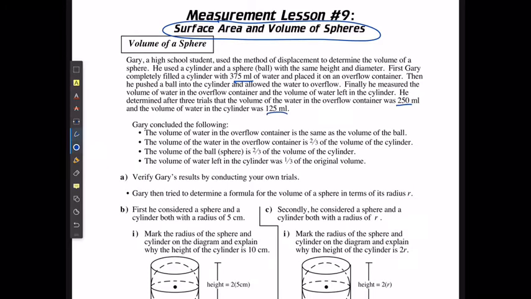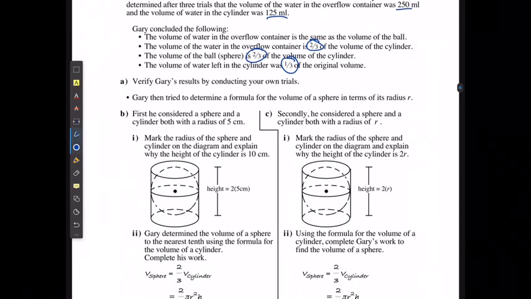Gary concluded the following. The volume of the water in the overflow container is the same as the volume of the ball. The volume of the water in the overflow container is 2/3 what the volume of the cylinder is. The volume of the ball is going to be 2/3 of the volume of the same cylinder. And the volume of water left in the cylinder is 1/3 of the original volume. If we're going to verify Gary's results by conducting their own trials, well, you can go and try it, but it's true, it works.